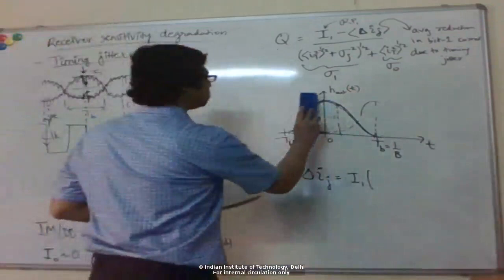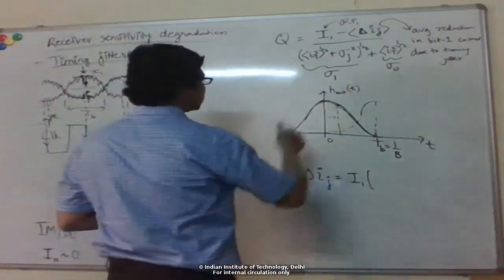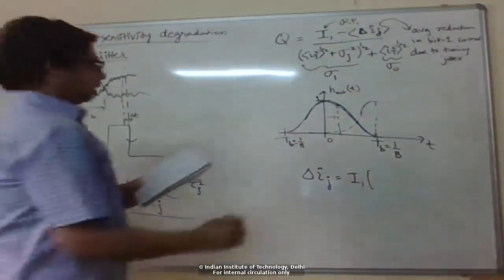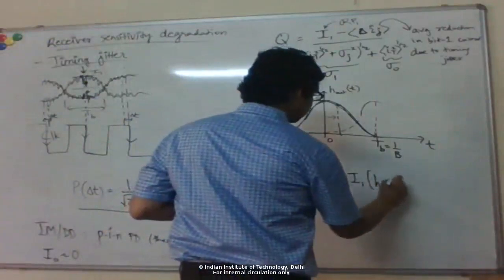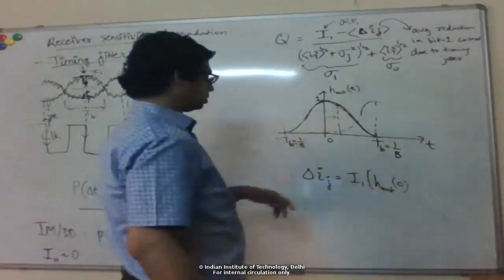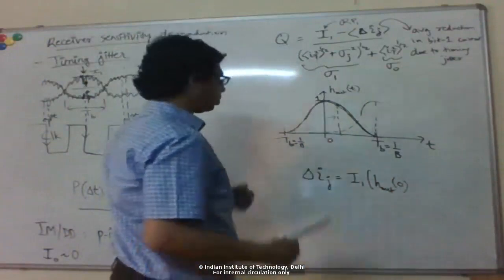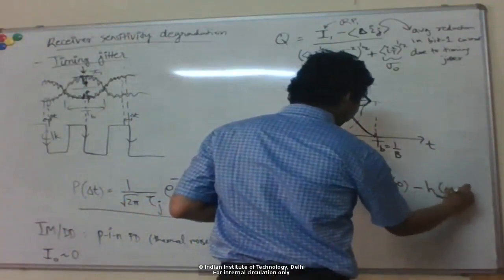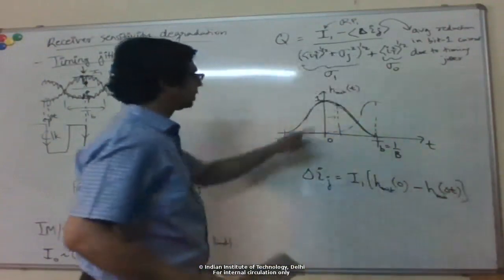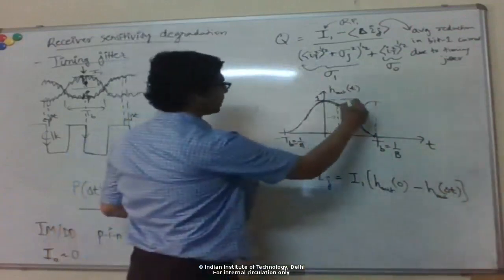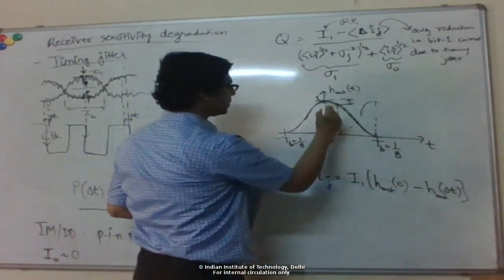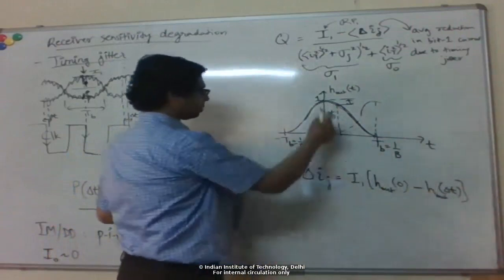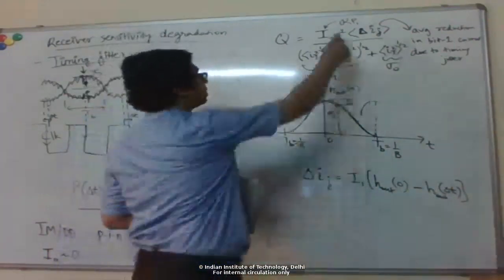If I draw this pulse shape as a normalized one, which has a maximum value of 1, then if I sample at the center, that's when I get I1. But if I sample some delta t away from the center, the reduction in the photocurrent is basically this difference here: H out at 0 minus H out at delta t, times I1.